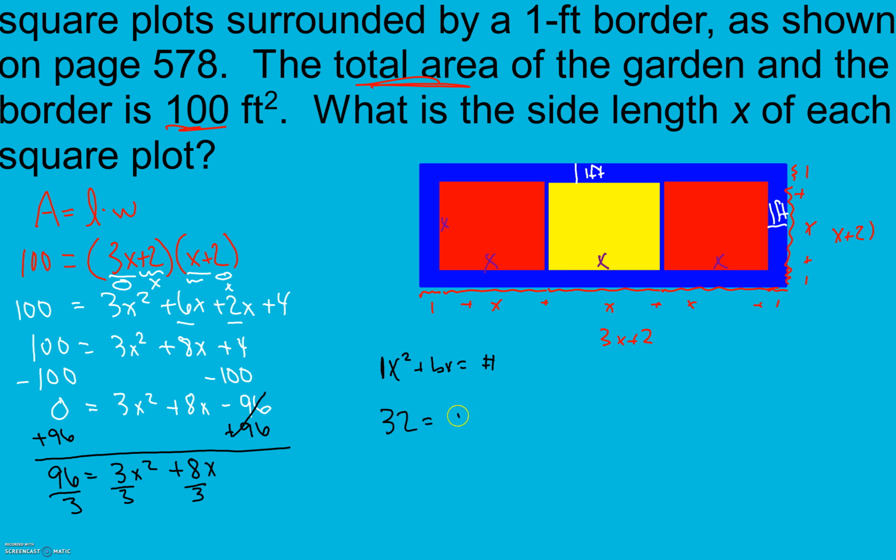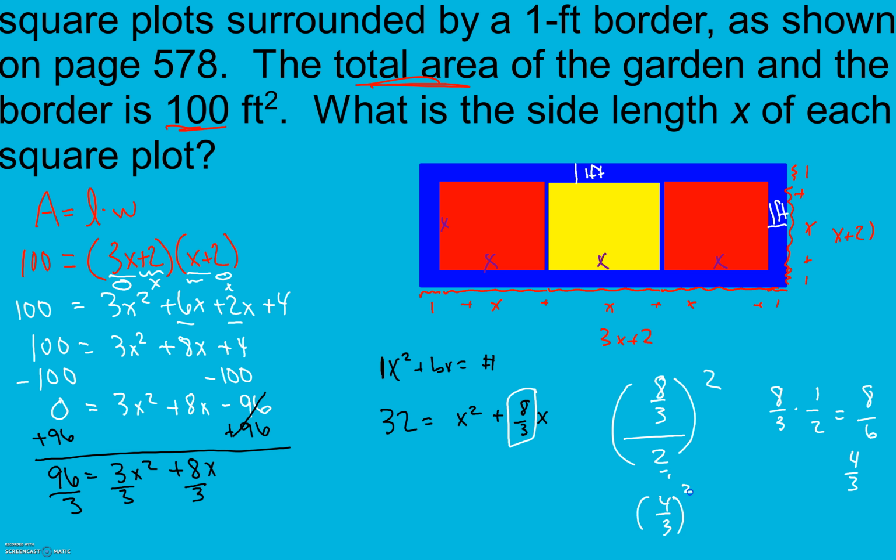I'm going to get 32 equals x squared plus 8 over 3x. Now, complete the square. We take our b term, half it, and square it. When we divide with fractions, we multiply by the reciprocal. This is 2 over 1, so we multiply by 1/2. Multiply straight across, 8 over 6, which reduces. I can take a 2 out of each of them to be 4/3. So here I get 4/3 when I half it. And now I square it. 4 squared, 16. 3 squared, 9. So 16 over 9 is going to be what I add to both sides.